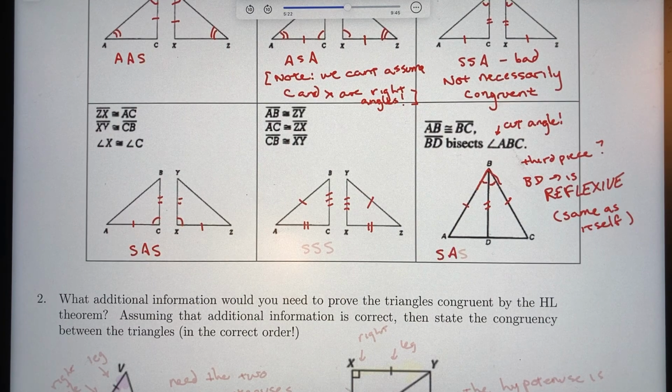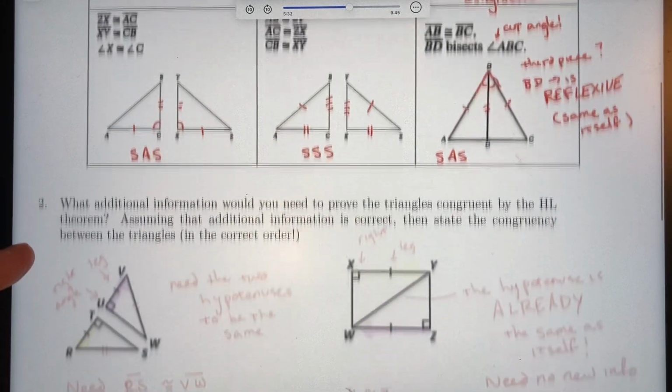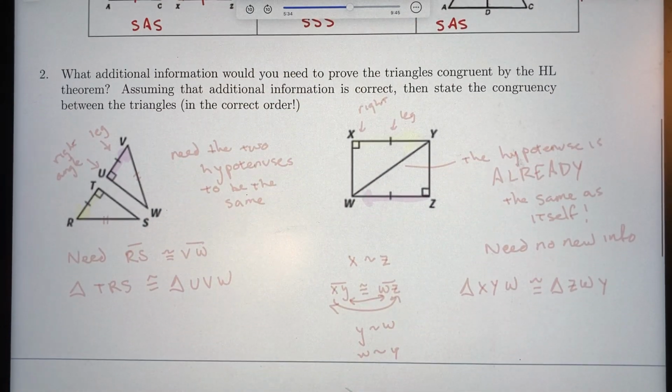So that's fine. What was this one here? Oh, this is SSS. I forgot to write the name down. Okay, what else do you need for hypotenuse and leg? Let's see. We have a leg and a right angle. Sounds like we need the hypotenuse.